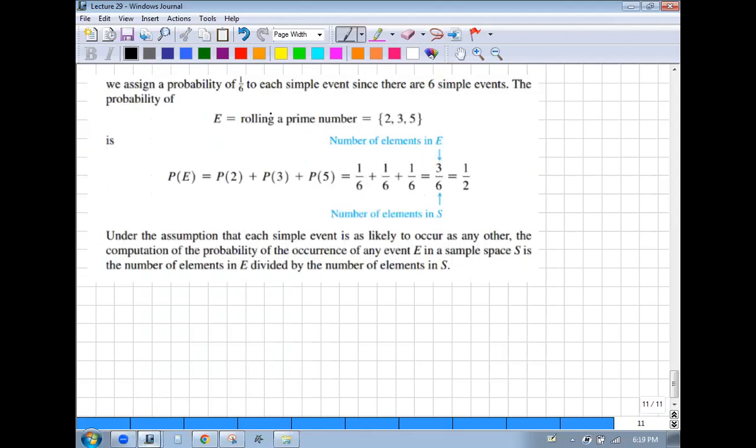So if we want to think about rolling a prime number, 2, 3, and 5 are prime, right? So like we said before, you just take the probability of that event, a prime number, the probability of each of the simple events that make up that event added together. So it'd be 1/2, because this is 3 out of the 6 things that you could roll, right?